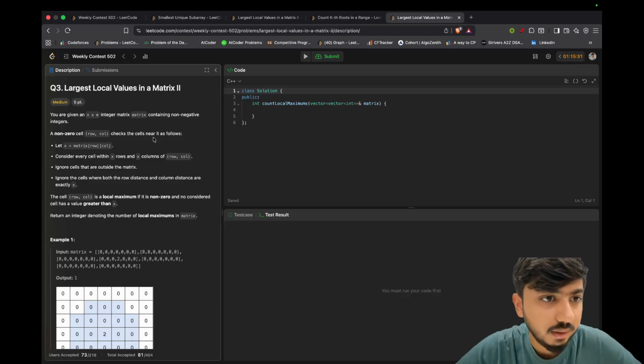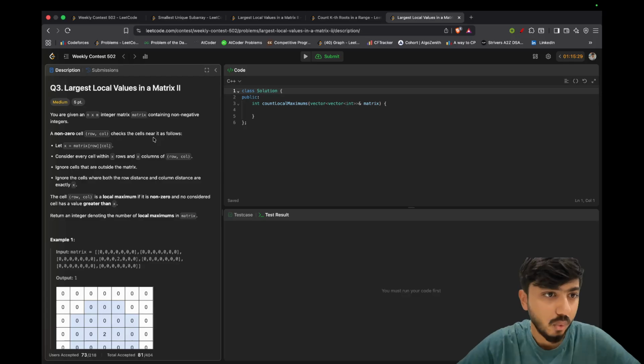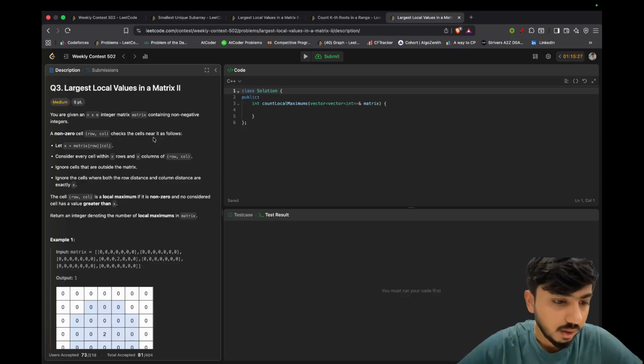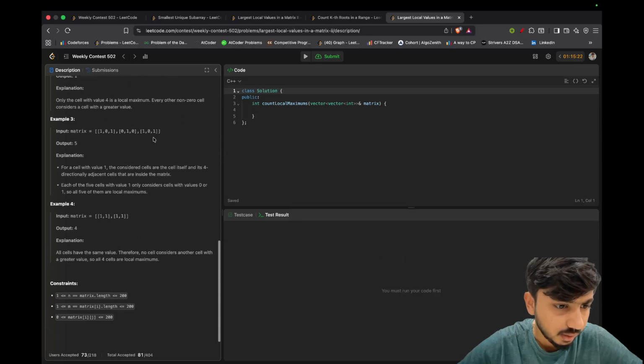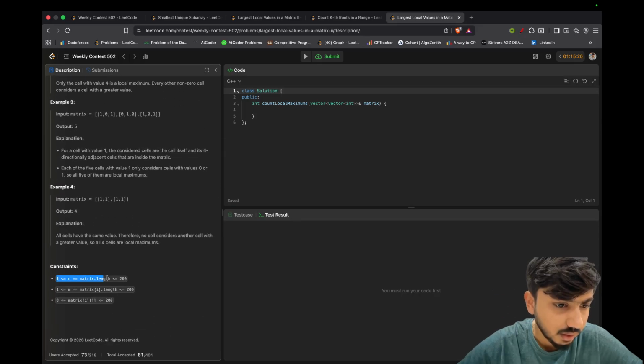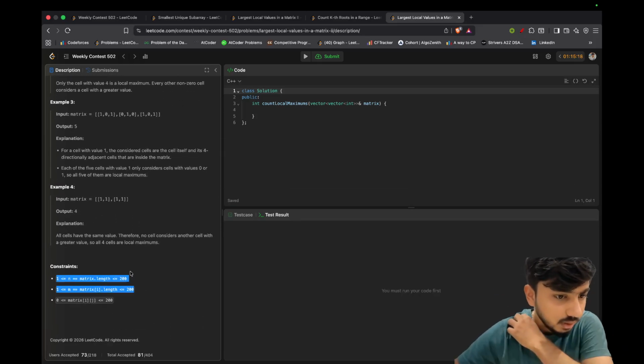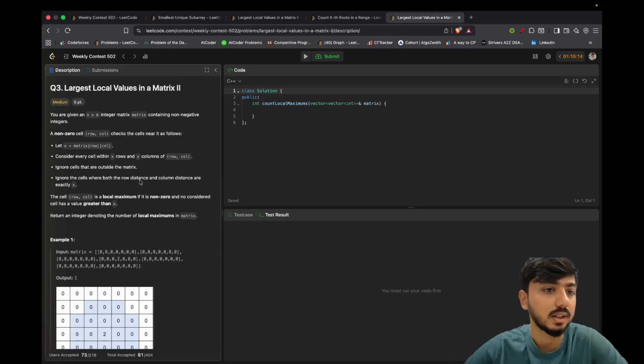Largest local value in a matrix, question 2. Largest local value to find. Okay. See, the constraints are pretty low here. Okay, let's read the question now.